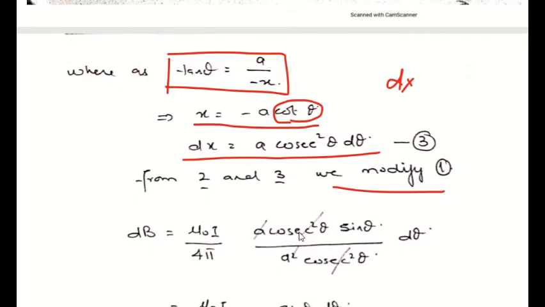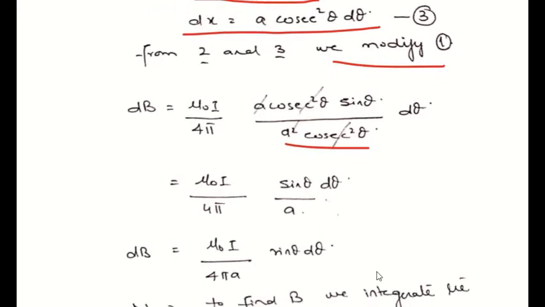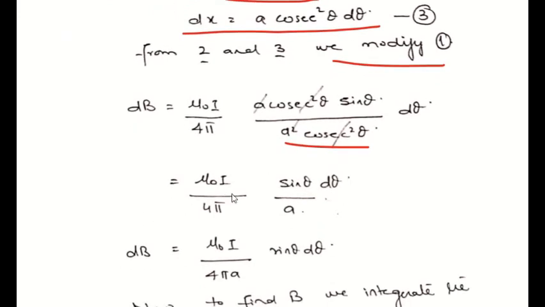So putting in the values of dx, I have replaced dx over here with a cosecant square theta, and sine theta d theta over r square, which is a square cosecant square theta. So cancelling the values over here, I simply get dB equals to mu naught I over 4 pi sine theta d theta over a.